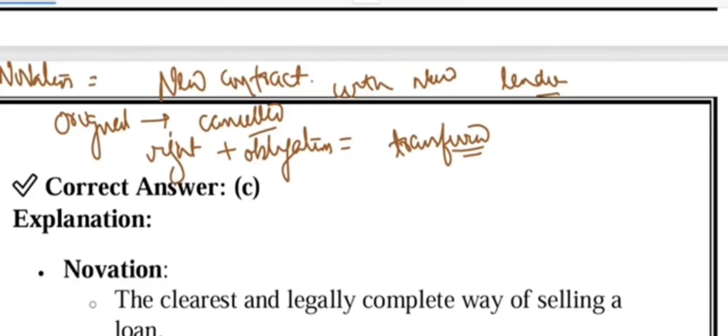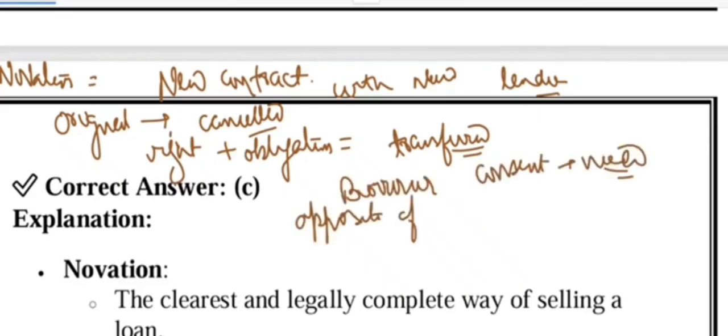Novation is the opposite of assignment. What happens in the case of assignment? Only the benefits are transferred and the original contract remains the same. So basically you can see that is a peculiarity of our session.